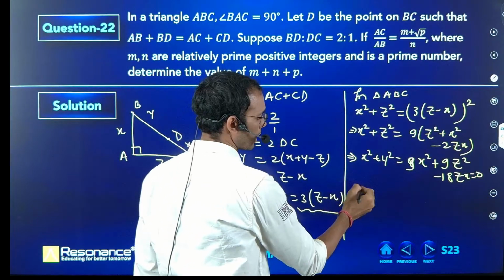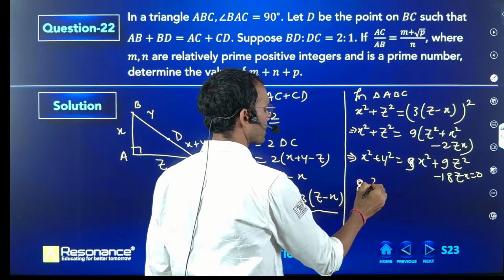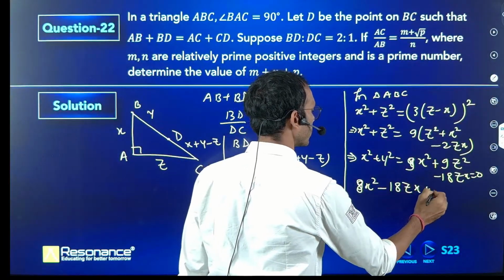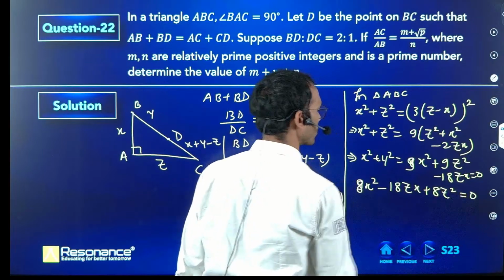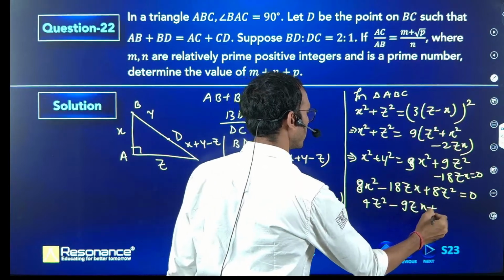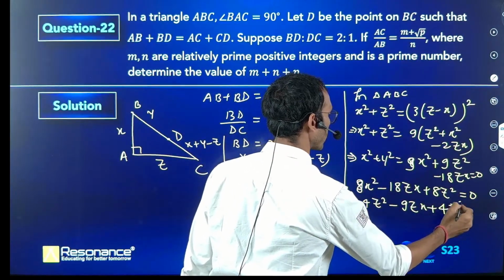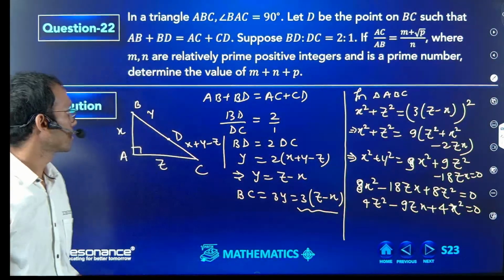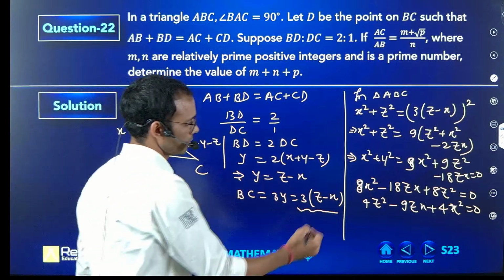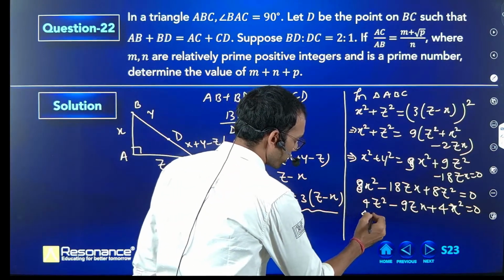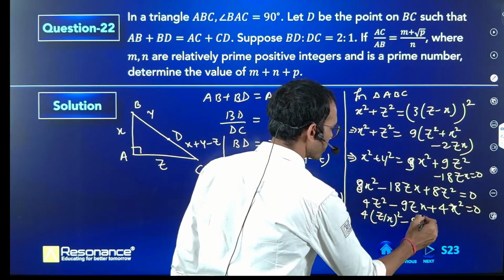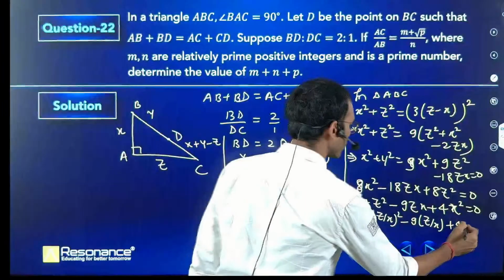So if you simplify, I think you will get 8x square minus 18zx plus 8z square equals 0. That means 4z square minus 9zx plus 4x square equals 0. Now since we need to find AC by AB, that means z by x is required. So divide both sides by x. So I think we got 4 times (z by x) whole square minus 9 times (z by x) plus 4 equals 0.